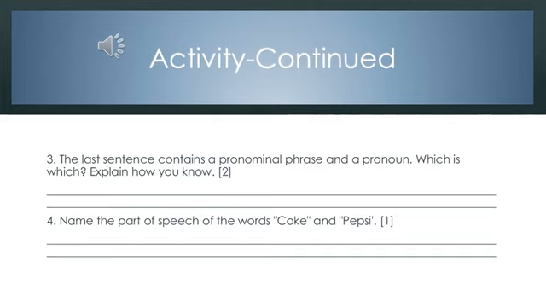Name the parts of speech of the words Coke and Pepsi. Okay, so over here you need to think about the fact that they start with capital letters, so that obviously means something.